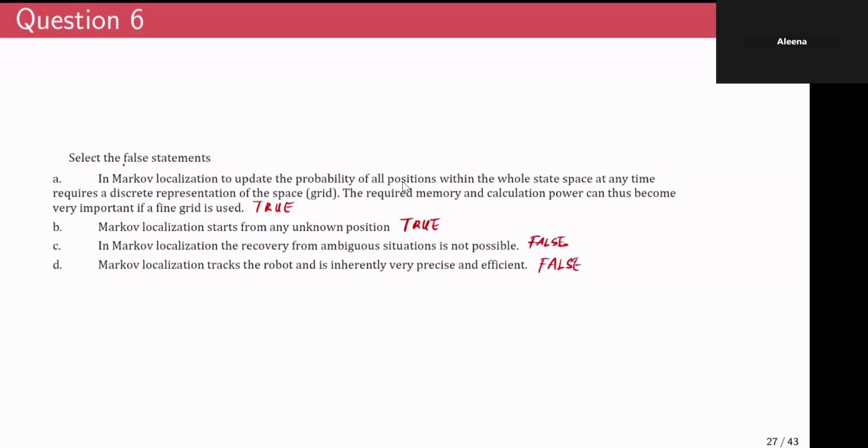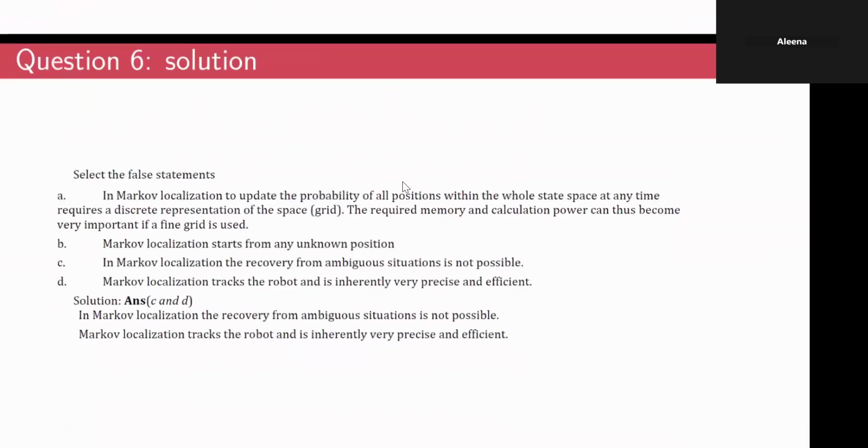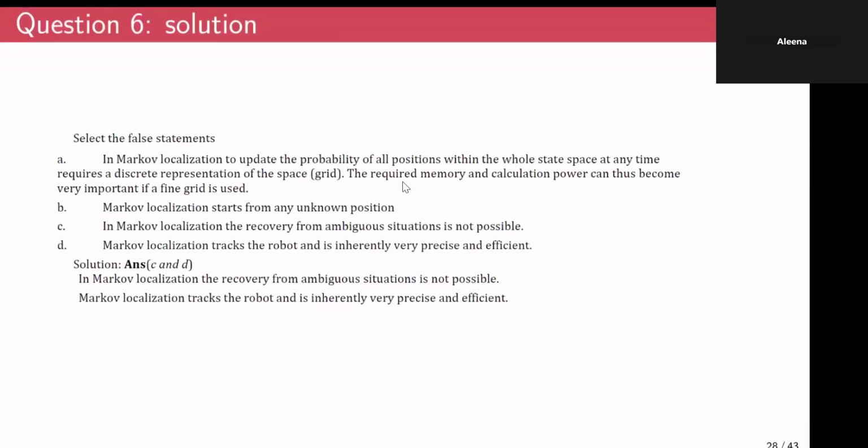And the question says to select the false statement. So there are two false statements, which are options C and D. Yes, that is quite correct. C and D are false. Yes, C and D are false.